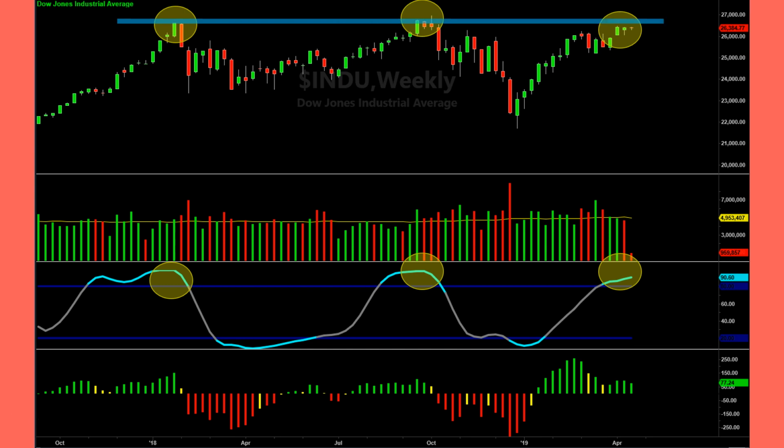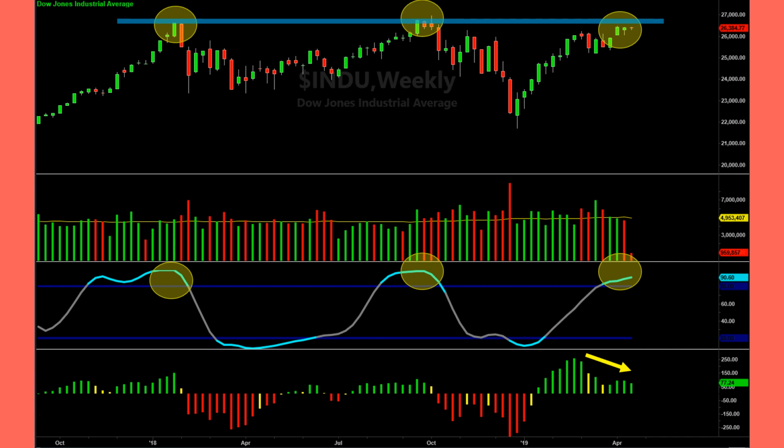So previously, when we've hit this resistance area just a little bit shy of 27,000 on the Dow Jones, we made a pullback. So if you combine that with the fact that we are seeing an overbought situation here on the stochastic slope, it makes the future look pretty bearish.